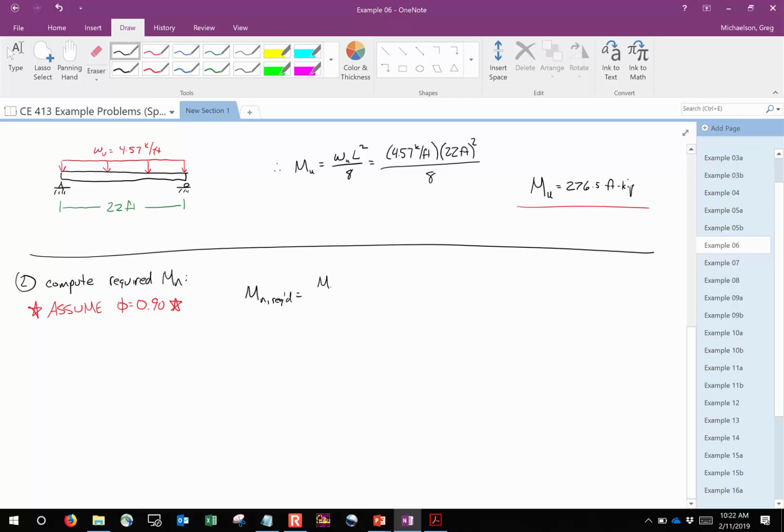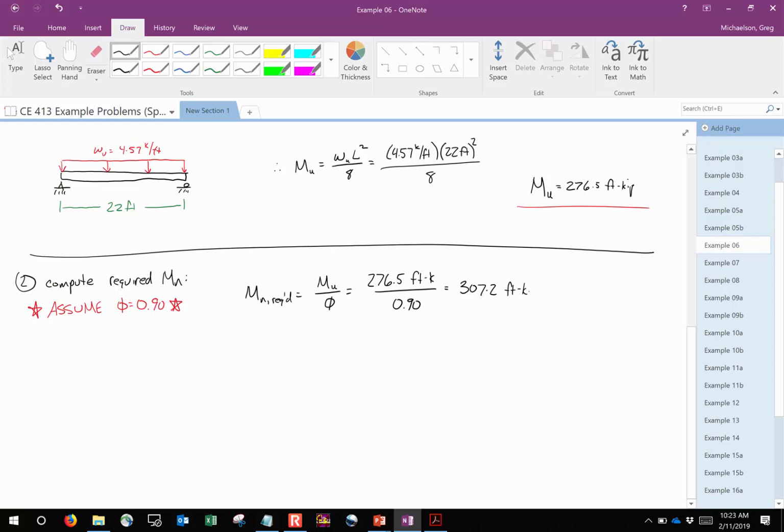So Mn required is Mu over phi. And so that's 276.5 foot kips over 0.9. And so that equals what? 307.2. Do I have a second on that? All right.